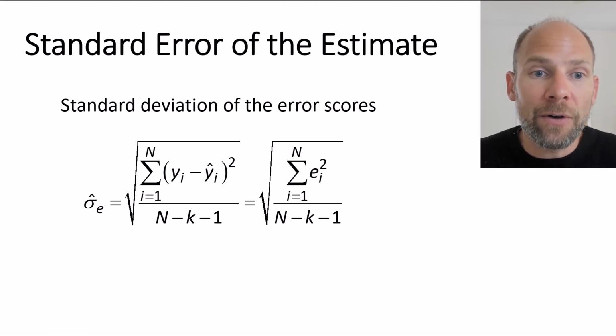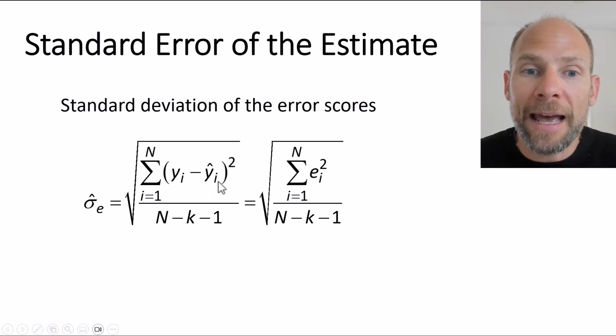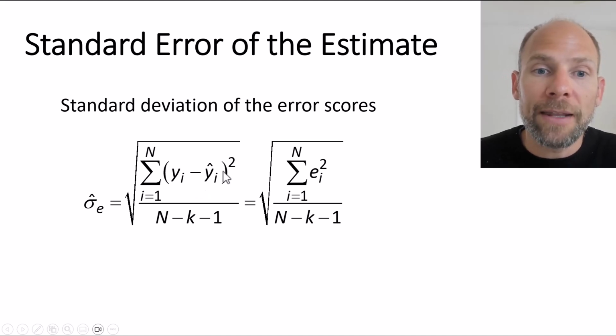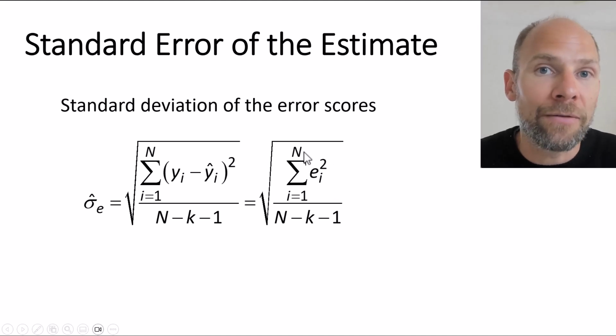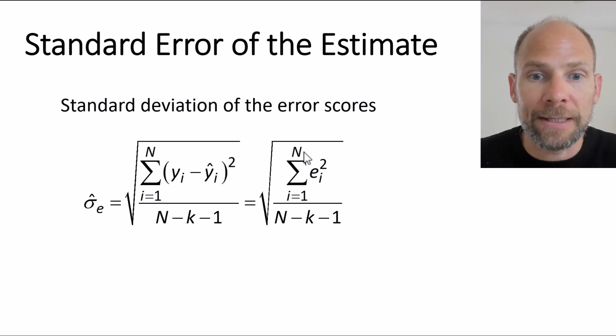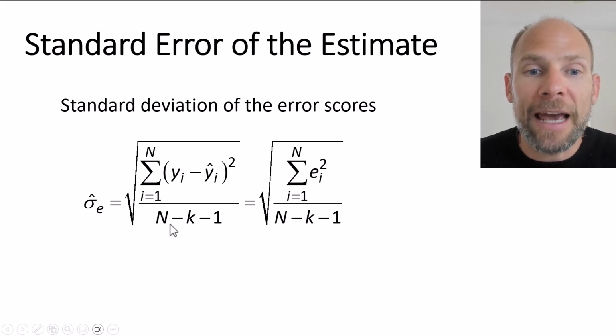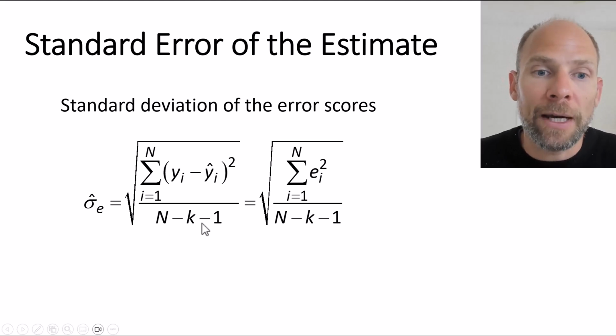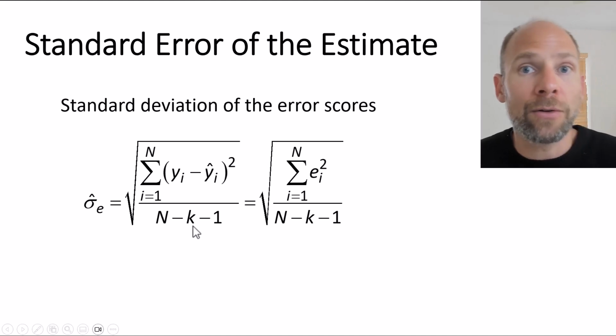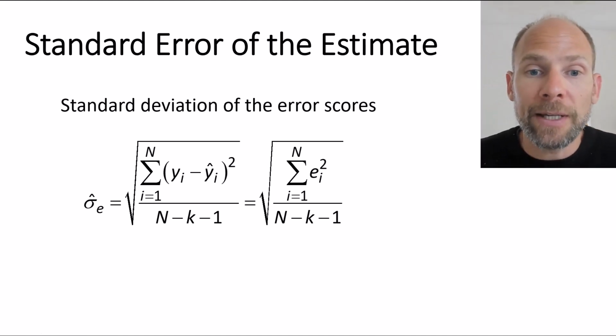So here in this formula, you can see that we're doing this for all individuals, for all n people in our sample. So we're taking the difference between y and y hat for each person. And then we're squaring those differences, which is the same thing as taking the sum of the squared error scores across all n individuals in our population or sample. And then we divide by n minus k minus 1, where k is the number of independent or predictor variables, and we take the square root.